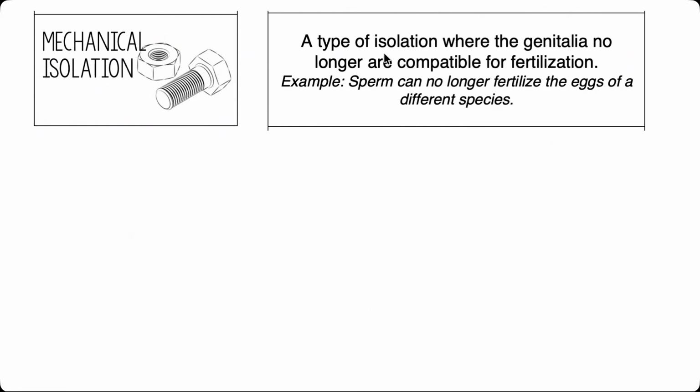Mechanical isolation. So it is a type of isolation where literally the male and female reproductive parts are no longer compatible for fertilization. So it could be something as small as just the sperm can no longer fertilize the egg. Like, we're pretty similar to chimpanzees. But if you tried to fertilize a human's egg with sperm from a chimpanzee, it just doesn't work. The mechanical isolation of it is impossible. The chemicals do not stimulate the fertilization process.